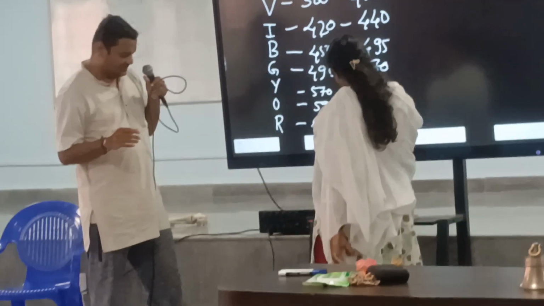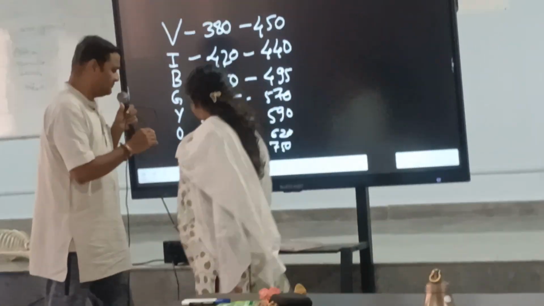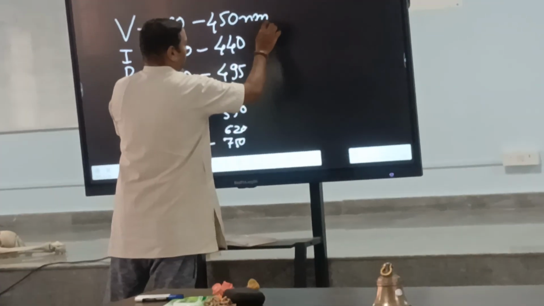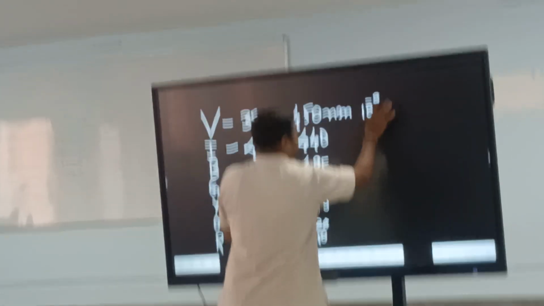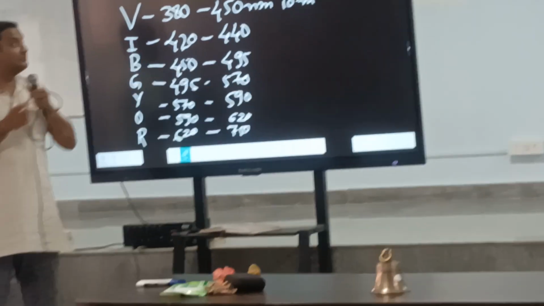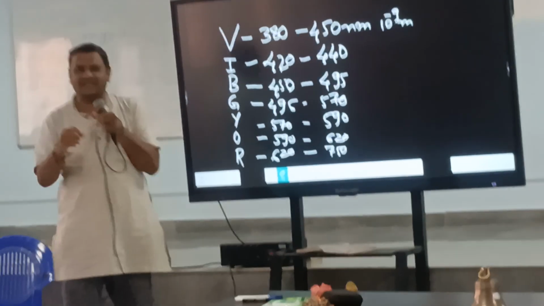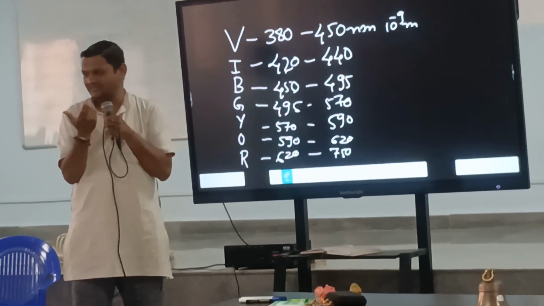Here nanometer is a measurement. Meter we know. Nano is 10 power minus 9 meters. So that many meters. Imagine the thinness of that wavelength. That is the nanometer.